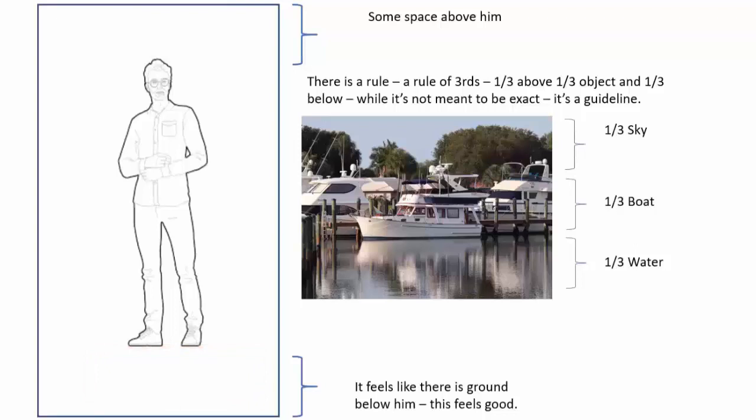The man needs to be standing on ground. The boat needs to be sitting on water. There needs to be sky above him. This is called the rule of thirds. It's when you have a third above and a third below and a third in the picture. It's not exact, but it's close.